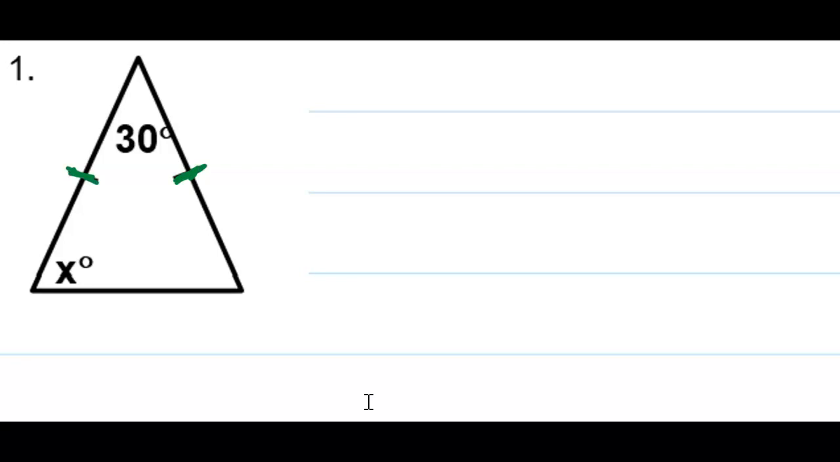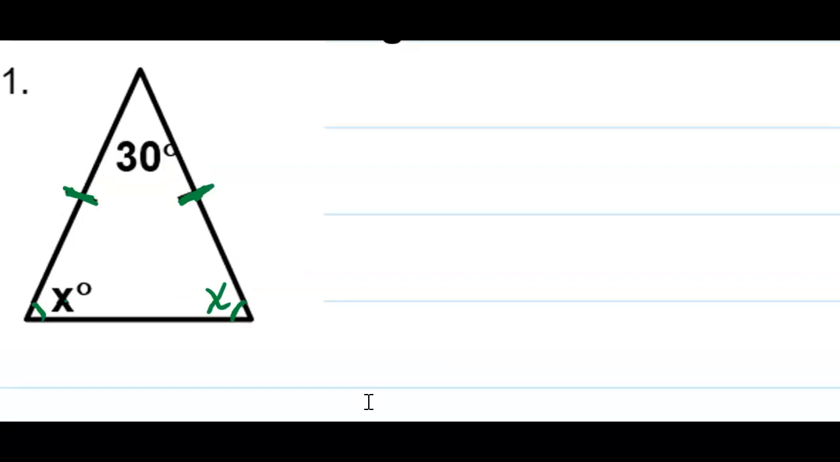So what can we say about this angle measure? These two are congruent. So if this is x and we don't know what this one is, we can also call it x. So right now we know that the angle of the vertex is 30 and our two base angles are x. What else do we know about a triangle?